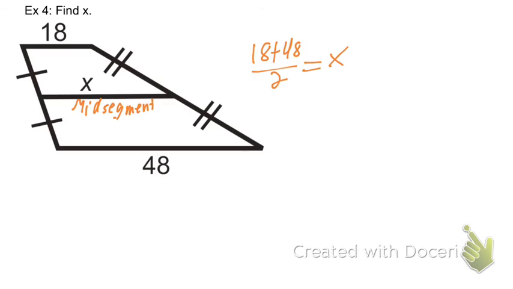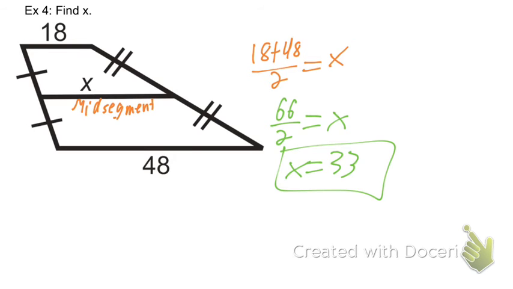So what's 18 plus 48? 66. Divided by 2, so x is 33. Question on that?